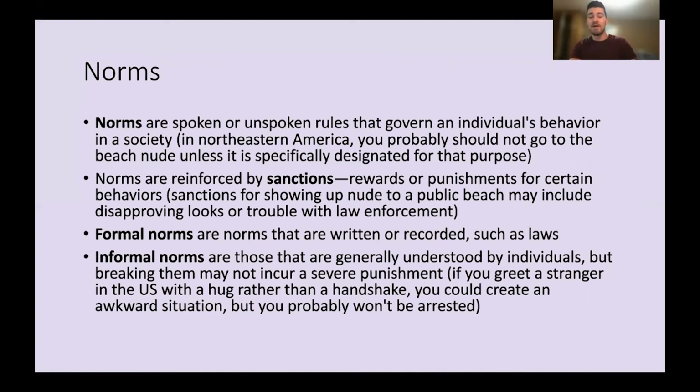So for example, if you kill someone, that's violating a norm. That's actually violating a formal norm, as we're going to talk about. Formal norms are norms that are written or recorded, such as laws, and those usually carry really strict penalties, because we just can't have a society of people going around killing each other without any consequences. So if you're in a society and you commit murder, those sanctions are going to be very steep. You're going to do prison time for a majority of your life.